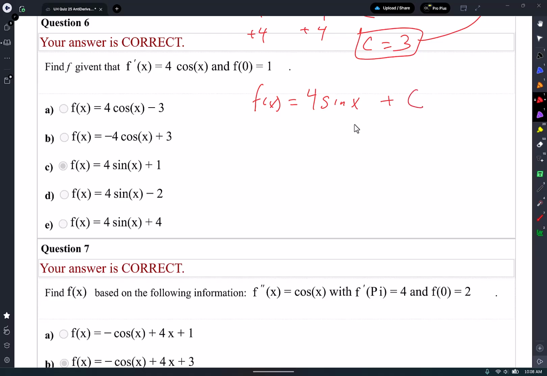How do I check myself? Here's how you check yourself before you wreck yourself. What's the derivative of 4 sine x? 4 cosine x, and there it is. It works. You see how we did it, guys? And the derivative of a constant is 0, so it goes away.